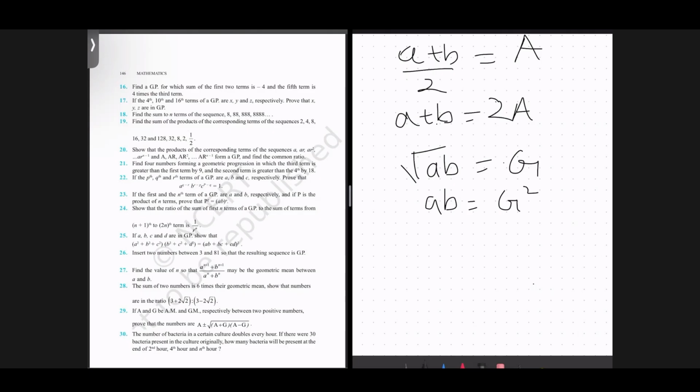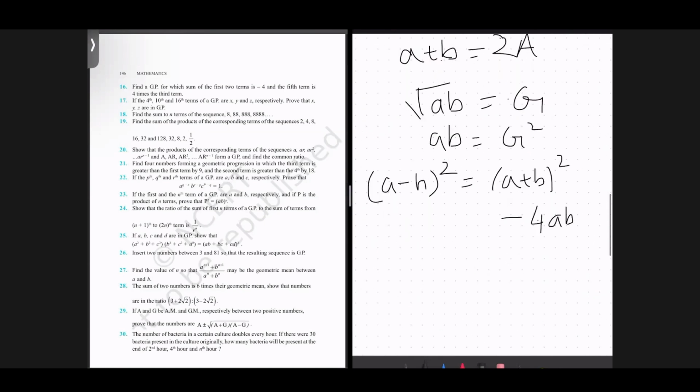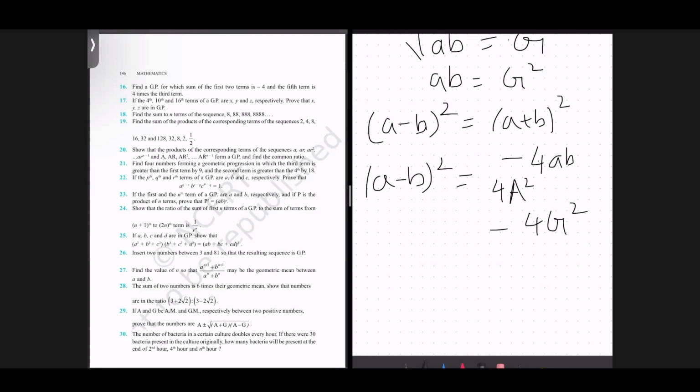We are going to apply the same technique that we used in the previous question. We are going to say (a − b) whole square equals (a + b) whole square minus 4ab. So (a − b) whole square is going to be (a + b) whole square, and that is nothing but 4A squared, because a + b is equal to 2A, and in here you have minus 4G squared, because root ab was G, so ab is equal to G squared.